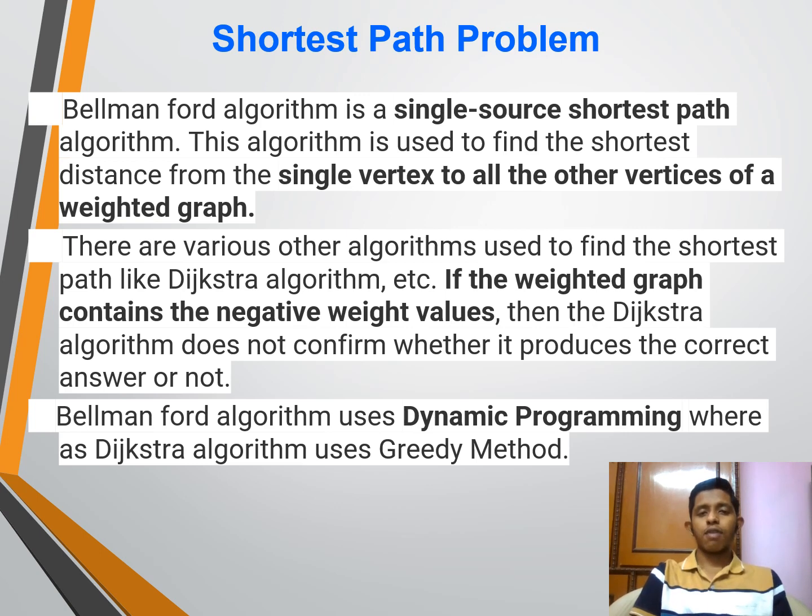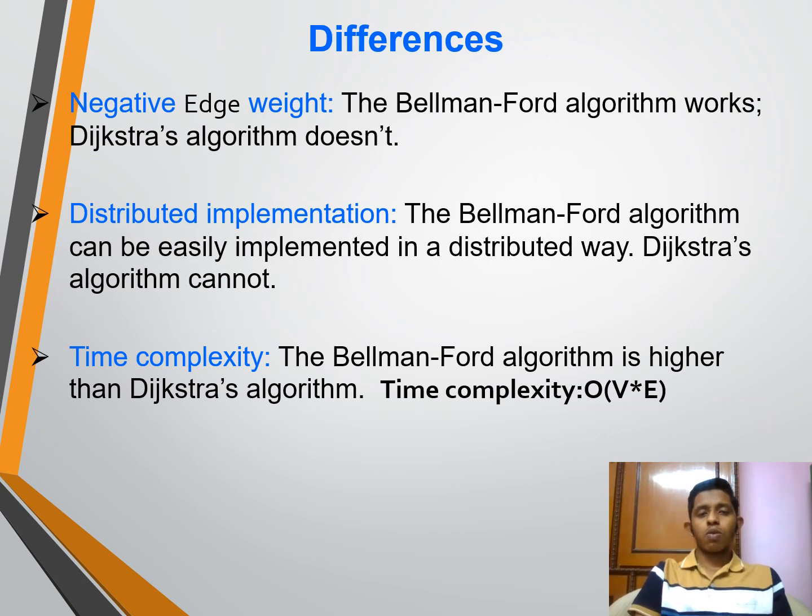If the weighted graph contains a negative weight value, then Dijkstra's algorithm does not confirm whether it produces the correct answer or not. Bellman-Ford algorithm uses dynamic programming, whereas Dijkstra's algorithm uses the greedy method. So what is the difference between Dijkstra's and Bellman-Ford?